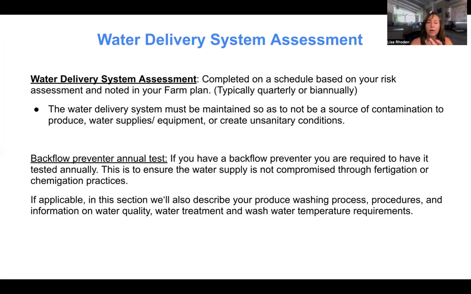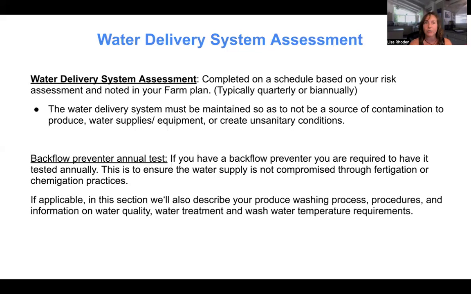And then you also want to make sure, if you have a system or an operation where you have a backflow preventer, you are supposed to have that tested annually. And this is to make sure that if you're using fertigation or chemigation practices, it doesn't back up into any kind of public system. So if that's applicable, if you do have backflow preventers on your farm, we're going to want to make sure that you have some documentation of an annual test.